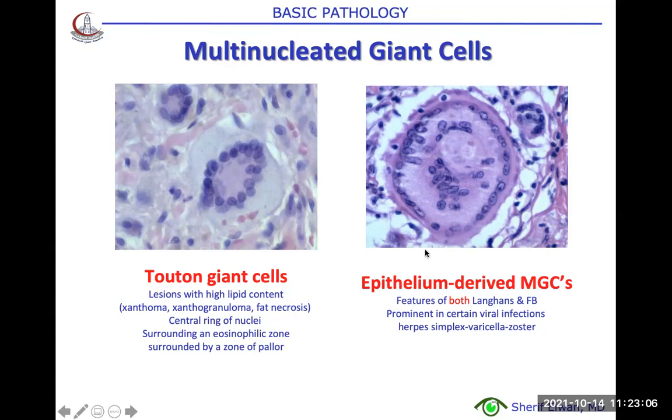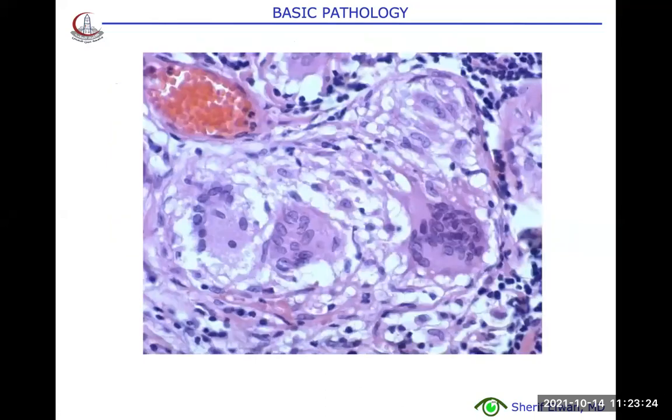These are seen prominently in viral infections, especially herpes simplex and varicella zoster, and these are seen in xanthoma, xanthogranuloma, and fat necrosis. We are going to come back to this when we study skin pathology. These are the Mallory bodies, which are full of eosinophilic granules seen in some degenerative processes.